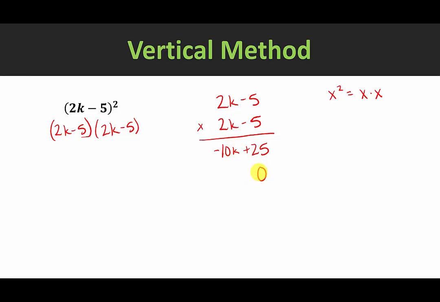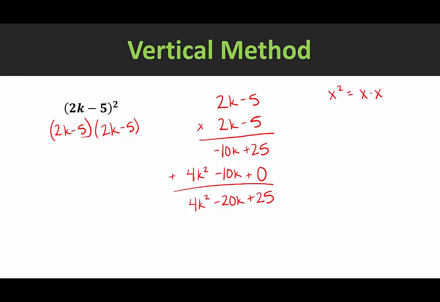Move over a column and put your plus 0. 2k times negative 5, negative 10k. 2k times 2k is 4k squared. Add the two rows. 4k squared. Negative 10 and negative 10 is minus 20k. And then plus 25.